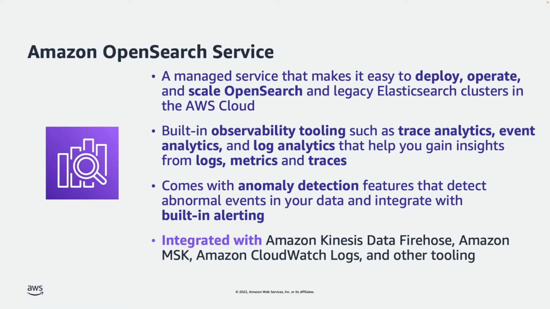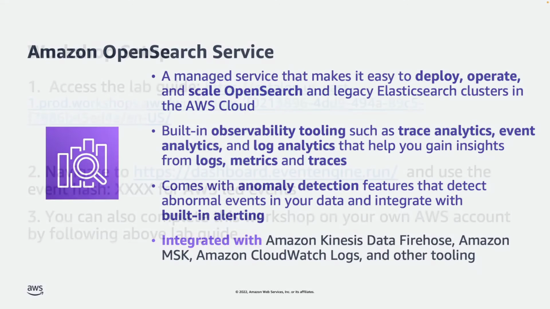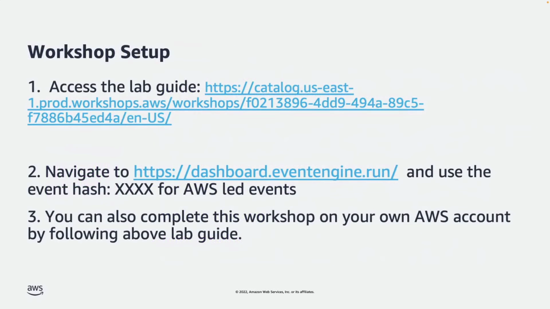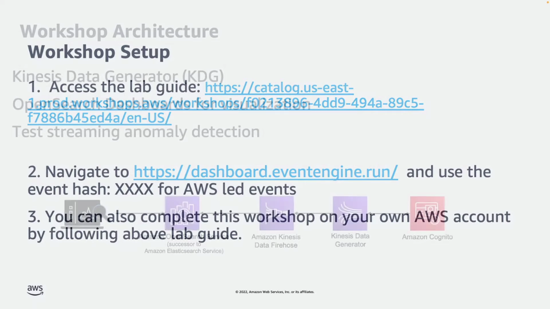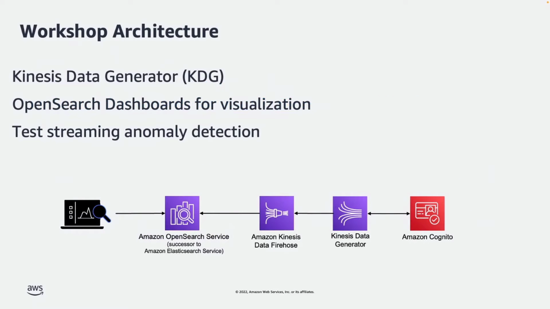For today's workshop, we are going to use Amazon Kinesis Data Firehose. This workshop is based on the lab guide. This lab guide is available over the public internet, and you can do this workshop on your own in your AWS account by following the guide, or if you are working with any AWS solutions architect, they can get you Event Engine with a temporary AWS account, and then you can also follow the lab guide to complete this workshop.